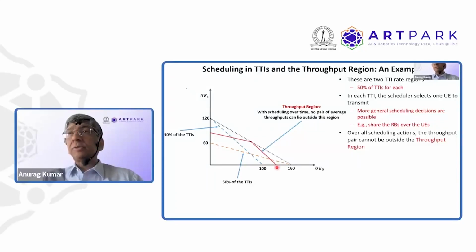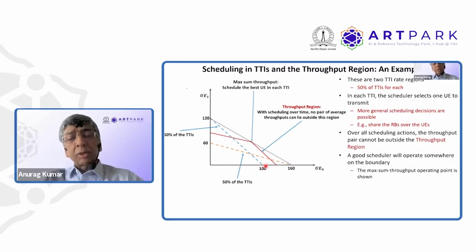The way I introduced the rate region was that in every slot, there is a throughput region for that slot for two UEs, UE0 and UE1, for example. The orange throughput region could be in one slot and the blue in the other slot. And if there's half the time orange and half the time blue, then you would get this polygonal throughput region, which is of course very simple, just for illustration.